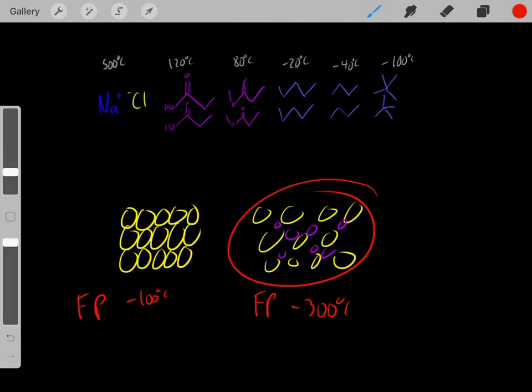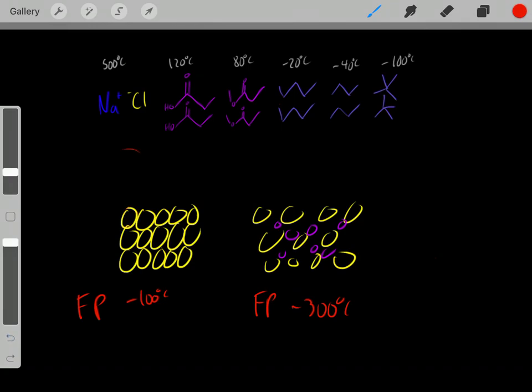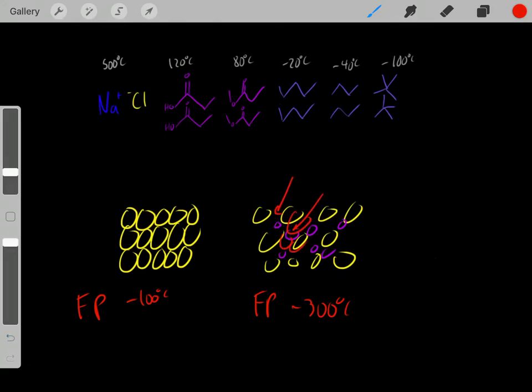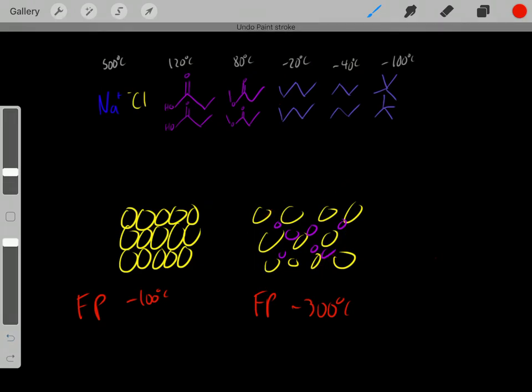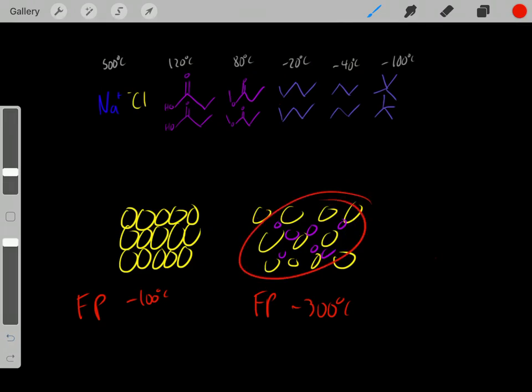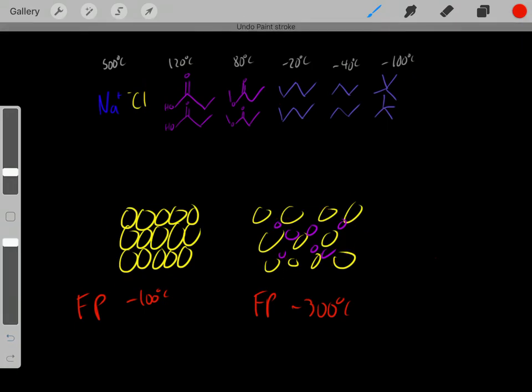So why does this have a lower freezing point? Because when something freezes, forming a solid, it forms these organized crystal structures. However, this is going to have a hard time forming those crystal structures because we have all these impurities getting in the way. So it's harder to form the solid, organized crystal structure because we have this obstacle of these impurities.